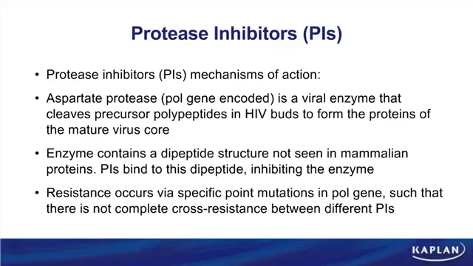Another classic group of HIV drugs are protease inhibitors. These are drugs that inhibit the aspartate protease enzyme that is involved in cleaving precursor polypeptides in HIV. Basically, by blocking this enzyme, you prevent the maturation of the virus. Resistance to protease inhibitors occurs when there are specific point mutations in the Pol gene which encodes for protease. There's not complete cross-resistance between the different protease inhibitors, so if one of them fails, you can certainly try another one.